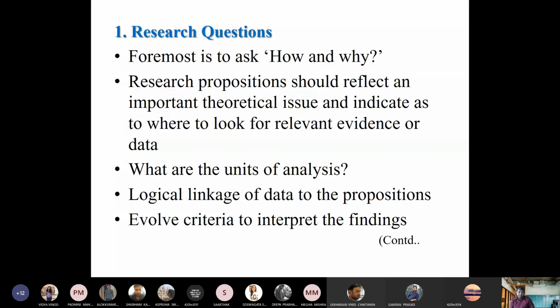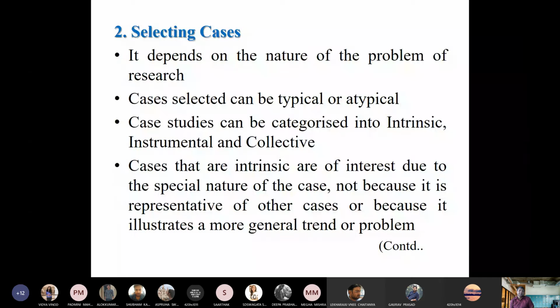Right? So then selecting the cases. It depends on the nature of the problem of the research. My second was the selection of cases, and how to select the cases depends on the nature of the problem of research. Because I told you from the beginning that if I want to make a case study on agriculture, I cannot go to a teacher or a doctor. So I should select the cases who are farmers.